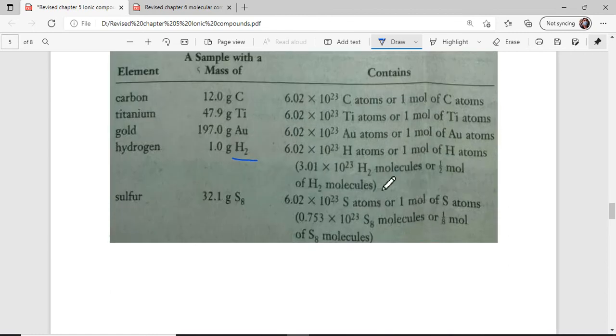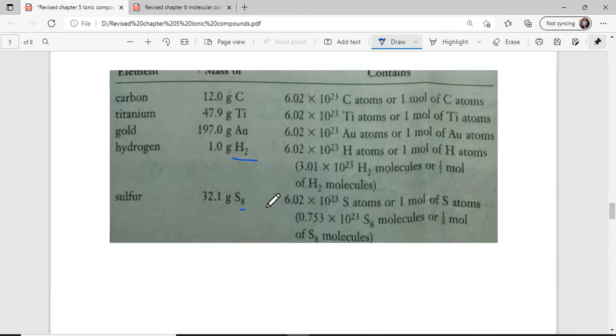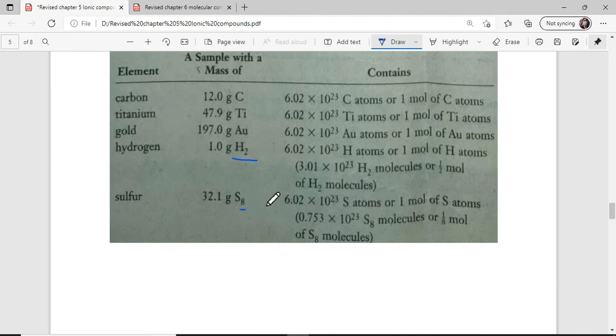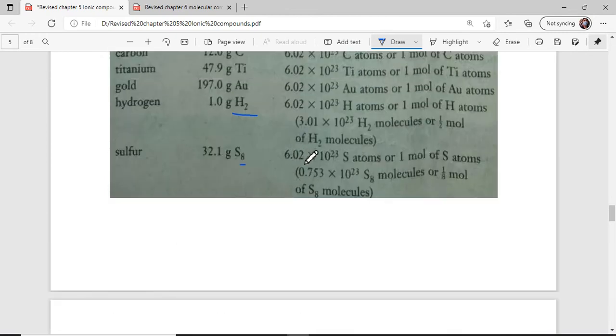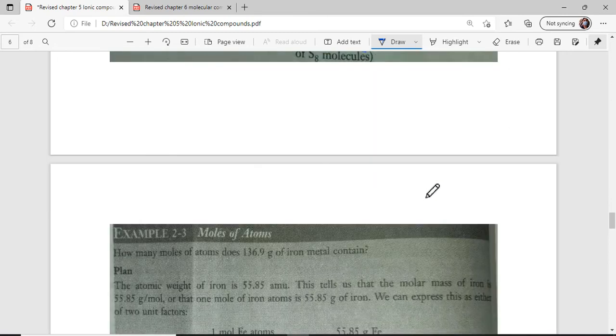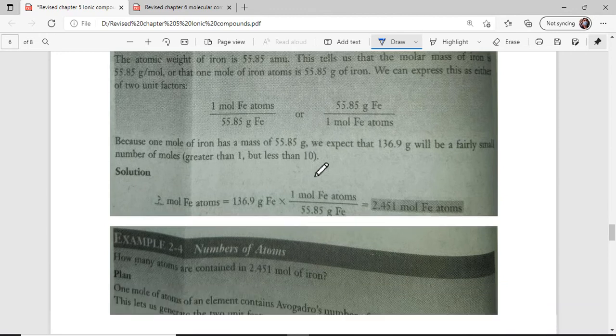Next, for sulfur, it is the same, it is an octa, meaning 8, to become stable. Though these are special cases for hydrogen, the diatomics, and also for sulfur, which needs to be exactly 8 atoms to become stable. You have 6.022 times 10 raised to 23 if just sulfur atoms. But if you are given S8 molecules, the value is 0.753, so your 1/8. Let's now go to solving, how we use our Fe and Avogadro's number in solving.